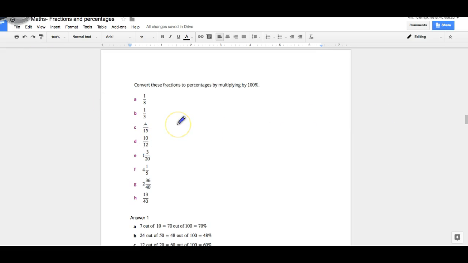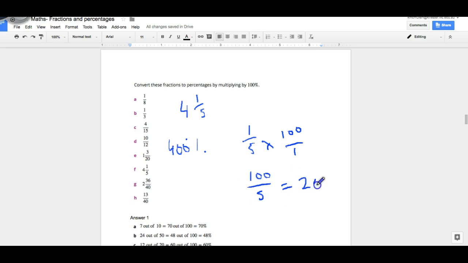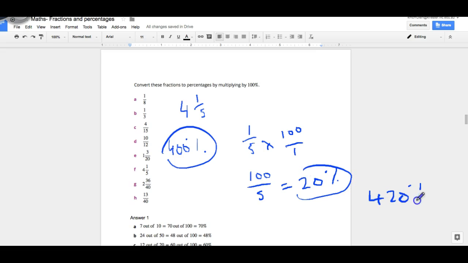But let's have a look at a mixed number. So let's do F, which is 4 and 1/5. I'm going to separate that because I already know the 4 is equal to 400%. So I'm going to deal with just the 1/5. So I'll multiply that by 100 over 1. So then I've got 100 over 5, and that is 20%. So I add 420, and my final answer is 420%.